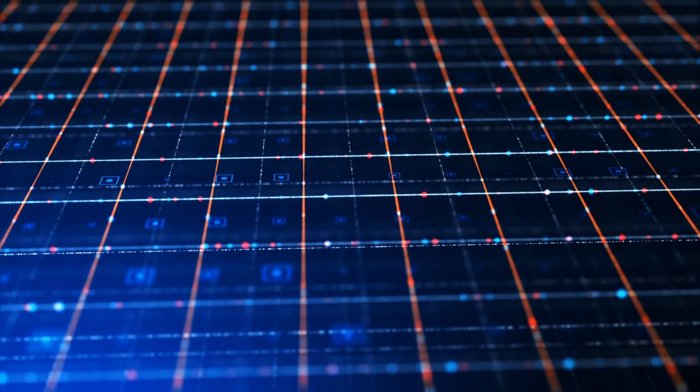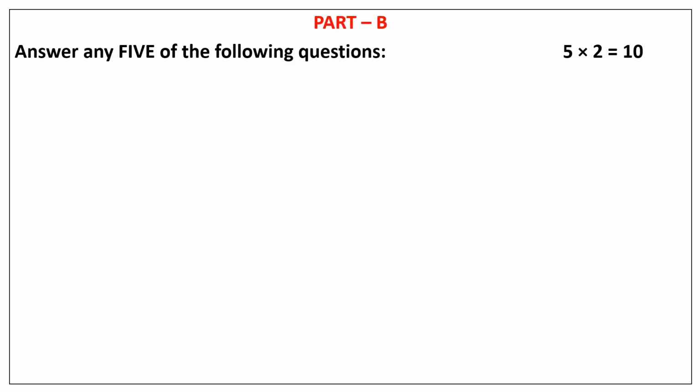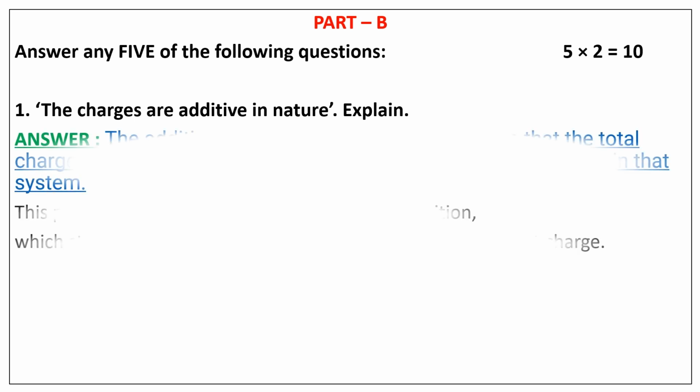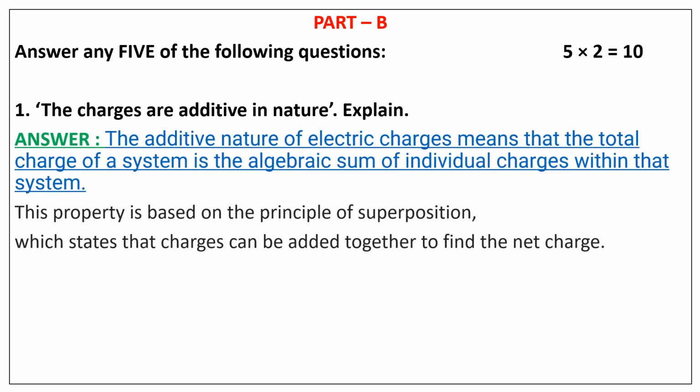Let's start one by one. Part B. Answer any 5 of the following questions. 5 times 2 equals 10. 1. The charges are additive in nature. Explain. Answer. The additive nature of electric charges means that the total charge of a system is the algebraic sum of individual charges within that system.